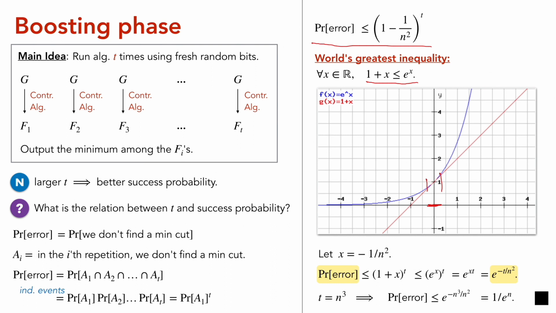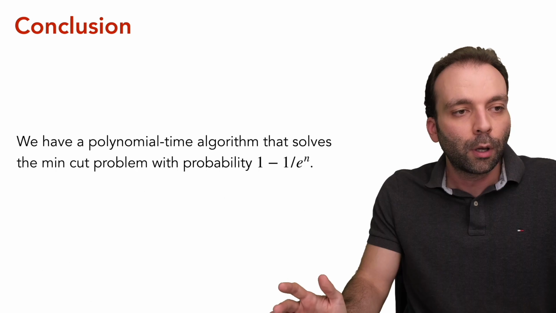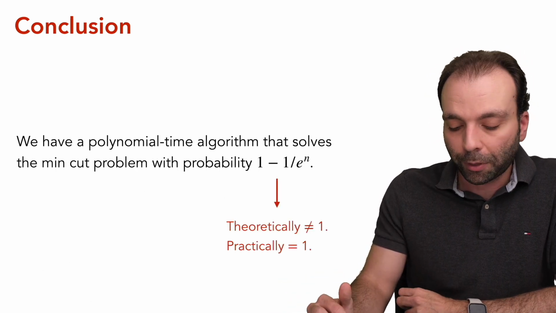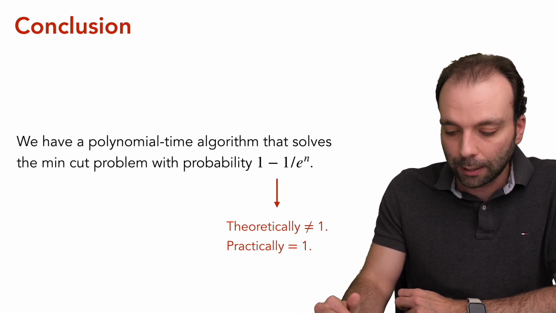It's very useful in situations where you see a probability of error with an expression like 1 minus something to the power t, or 1 plus something to the power something. In those kinds of situations, this inequality is usually very, very useful. The last thing I'll say is that we have a polynomial time algorithm that solves the min-cut problem with probability 1 minus 1 over e to the n. Theoretically, this is not equal to 1, but practically, come on, this is 1.